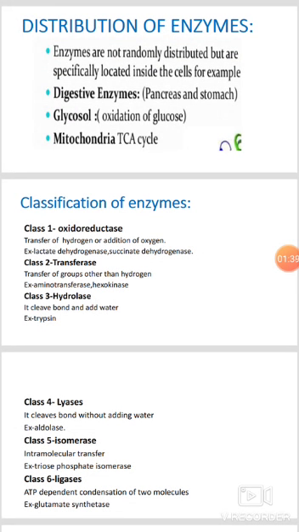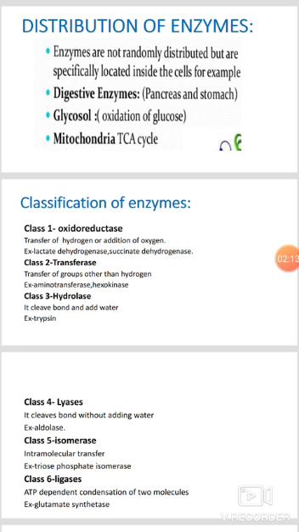Enzymes are classified into different classes. Now, class 1, oxidoreductase. Oxidoreductases are those enzymes which help in the transfer of hydrogen or addition of oxygen. Example, lactate dehydrogenase or succinate dehydrogenase. Class 2, transferase. Transferase enzymes help in the transfer of groups other than hydrogen. Example, aminotransferase and hexokinase.